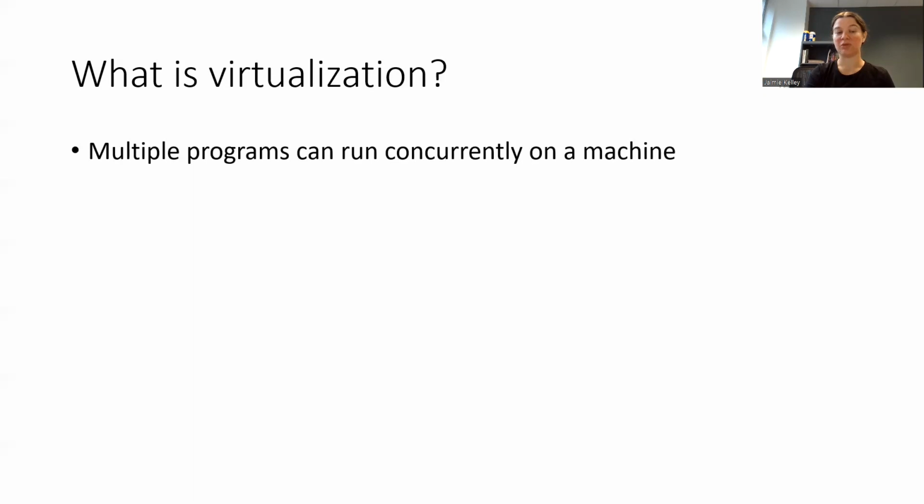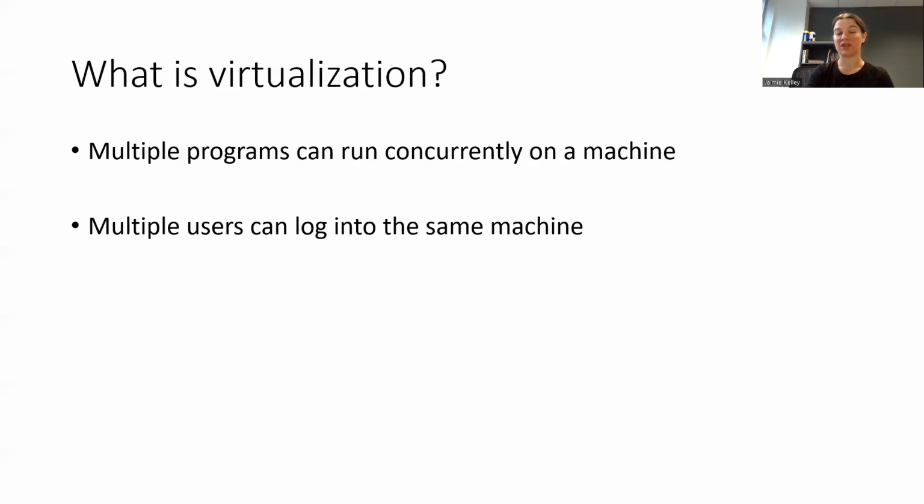In order to make multiple programs run on a machine, not all of them can be running at the same time. We start one process, we take that process off of the CPU, and then we put a different process onto the CPU. Even on a single core machine, we can have multiple programs that are making progress.